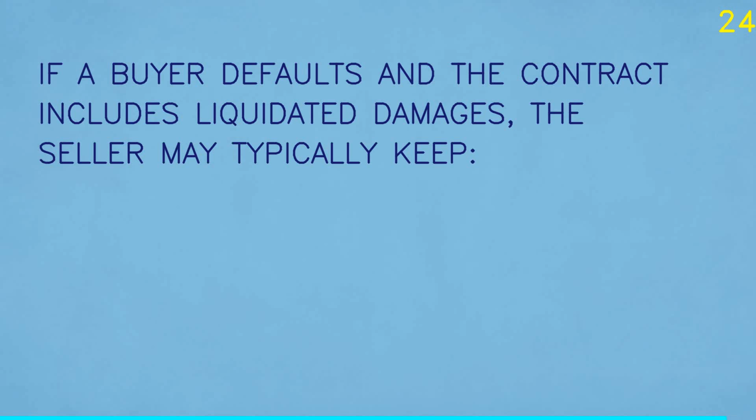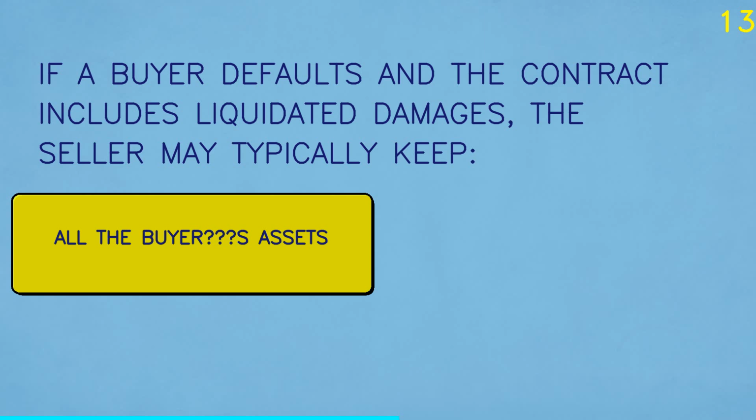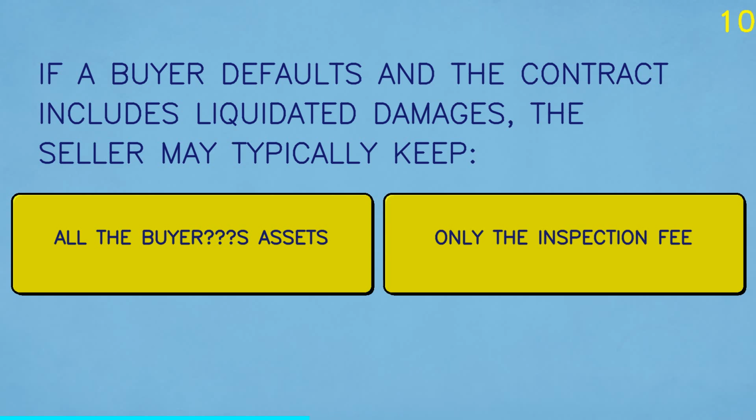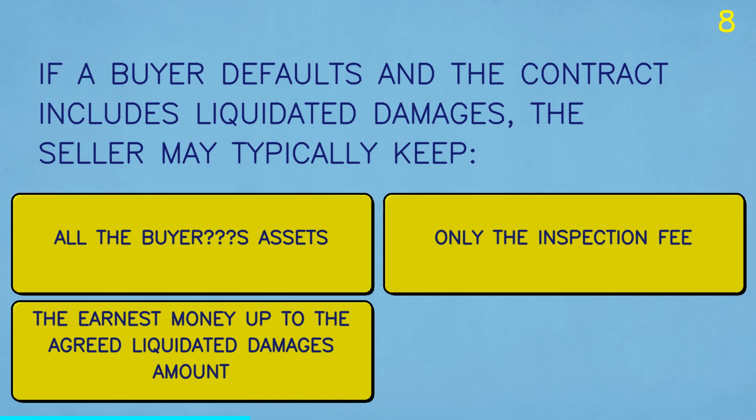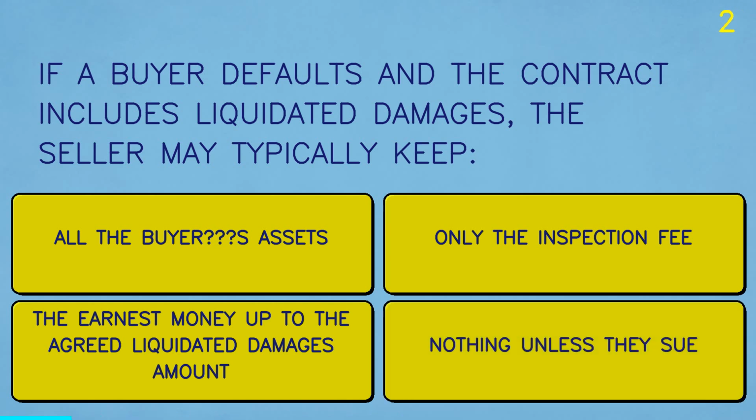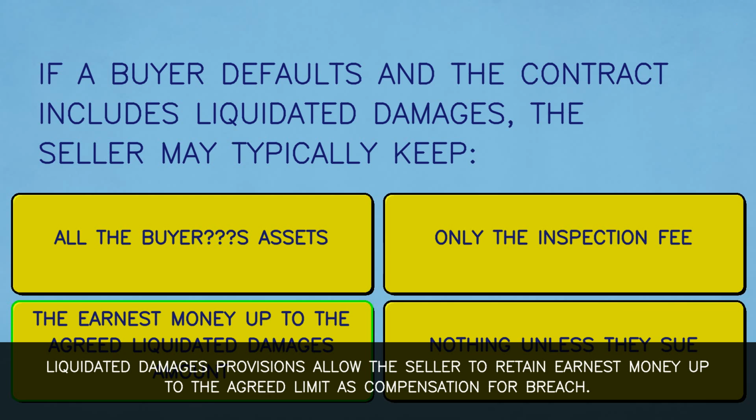Question 3. If a buyer defaults and the contract includes liquidated damages, the seller may typically keep: A. All the buyer's assets. B. Only the inspection fee. C. The earnest money up to the agreed liquidated damages amount. D. Nothing unless they sue. The correct answer is the earnest money up to the agreed liquidated damages amount. Liquidated damages provisions allow the seller to retain earnest money up to the agreed limit as compensation for breach.